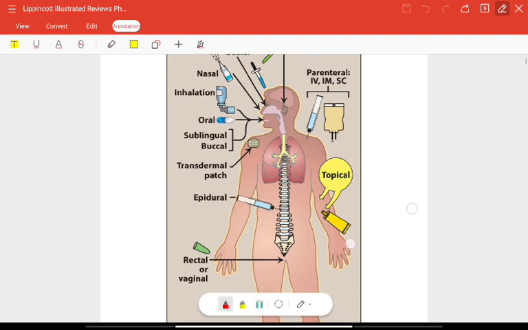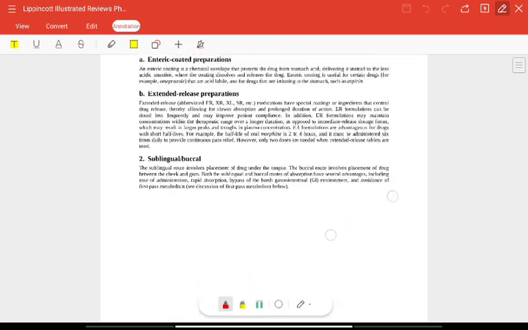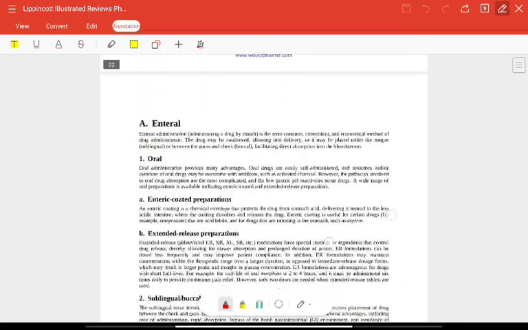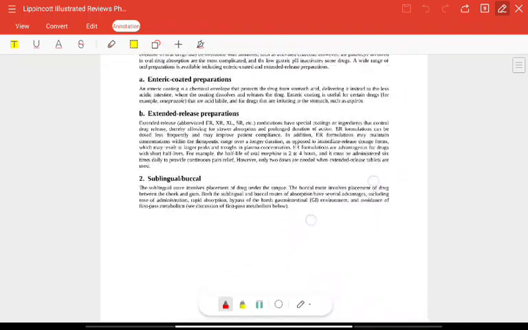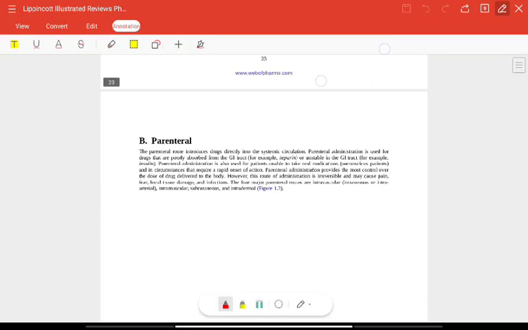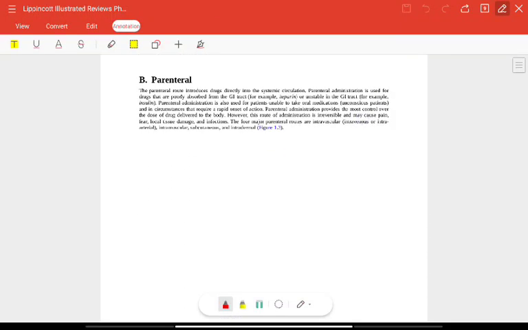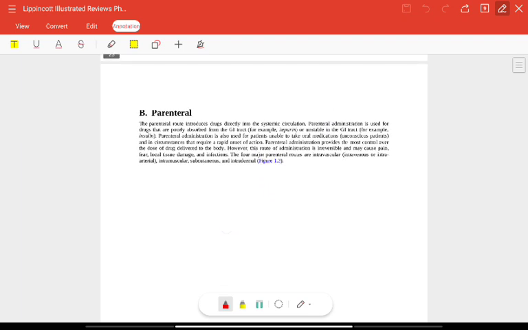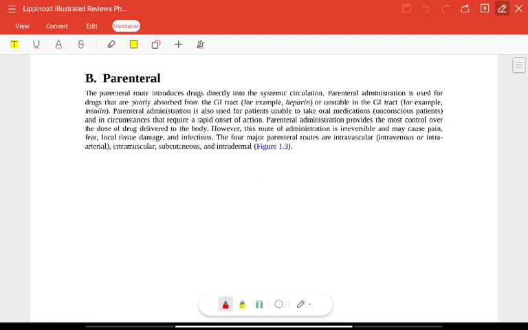We were doing the enteral route, and now we are heading towards the parenteral route. The parenteral route. Now we will study the main points.